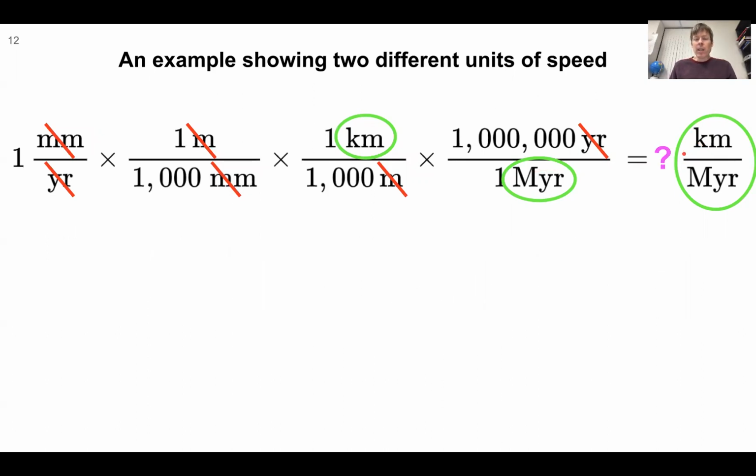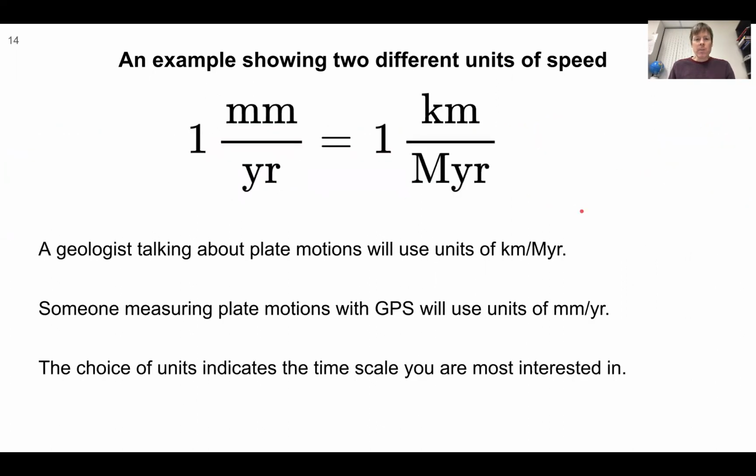And for that, we need to look at the numbers on the left-hand side. There it turns out we have 6 zeros here in the 1 million. We have 3 zeros here in 1,000, 3 zeros here. So these numbers cancel out. And so the number out front is just the number you start with. If we started with 5 millimeters per year, we'd have 5 kilometers per million years. We started with 1 millimeter per year, so we have 1 kilometer per million years.